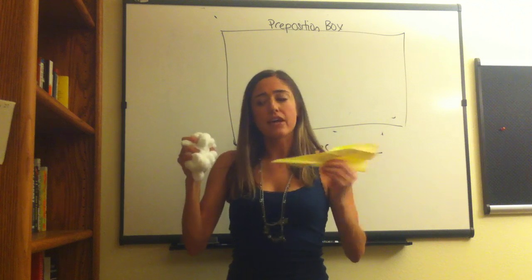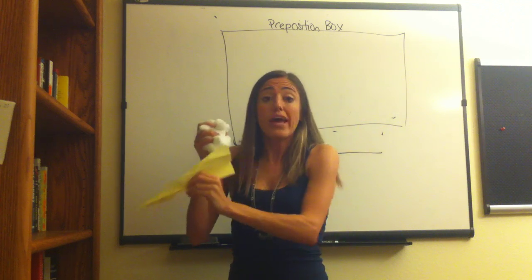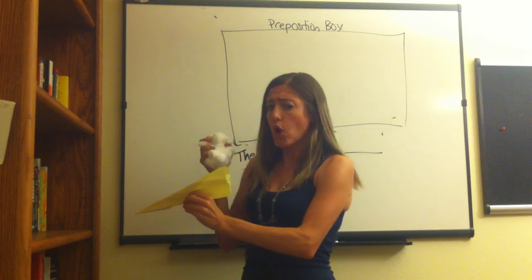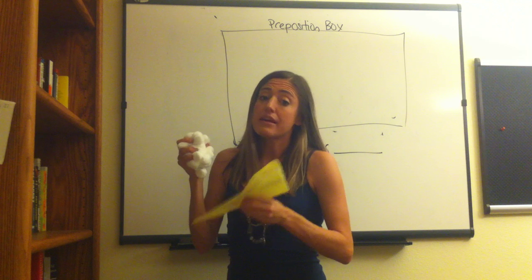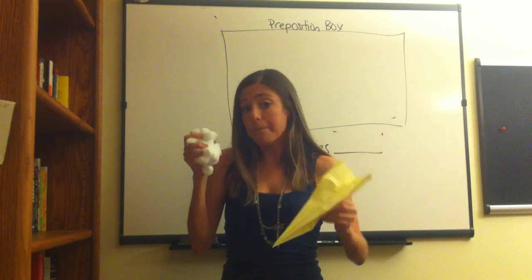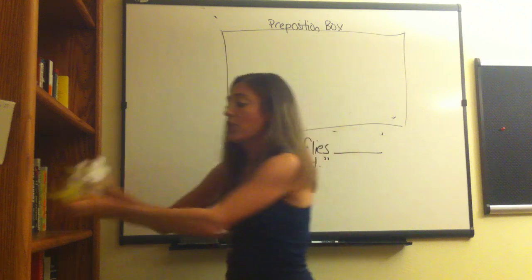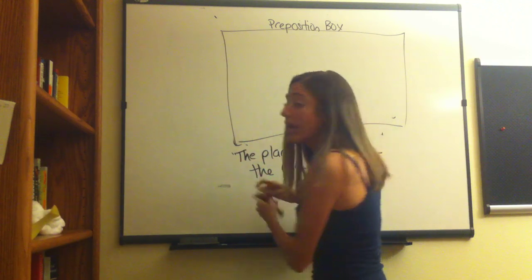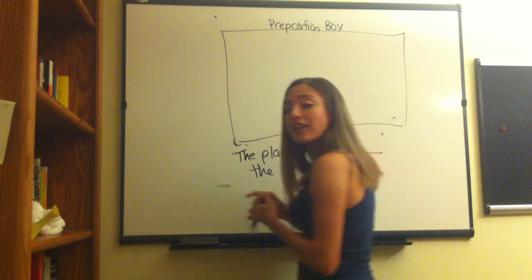And a lot of you might say, oh, away, right? But that doesn't fit in the sentence. The plane flies away the cloud. You would have to say away from. So from would be your preposition, from the cloud. Get it? Okay.